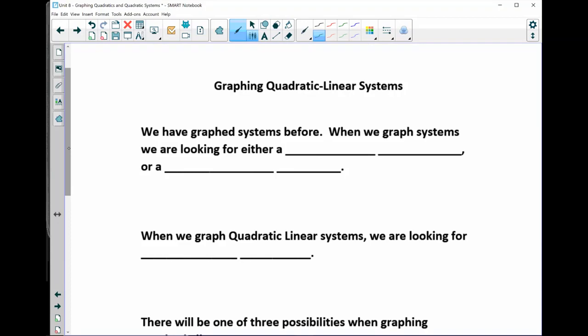When we graph systems, we are either looking for a solution point, which is where 2 lines intersect, or a solution set, which is where 2 inequality lines intersect. Remember, we would shade areas.